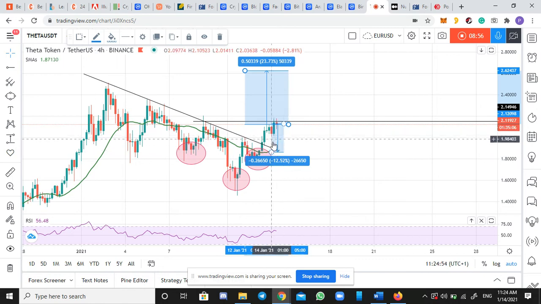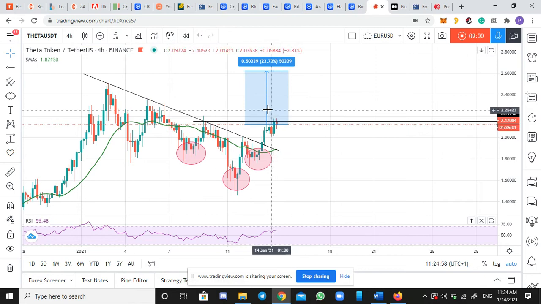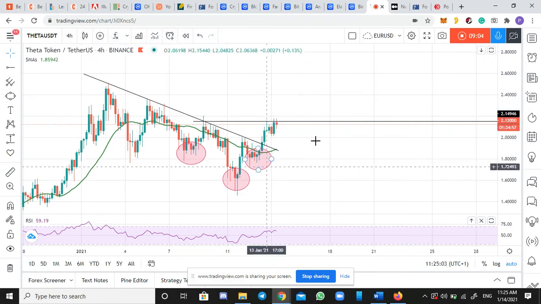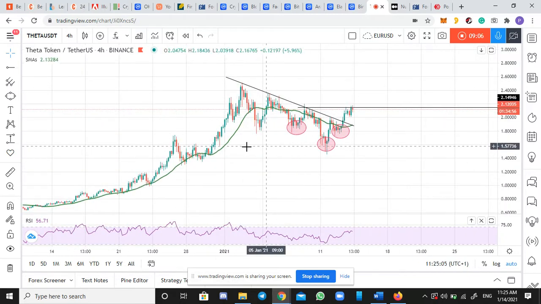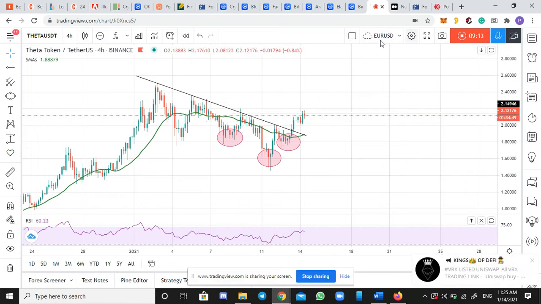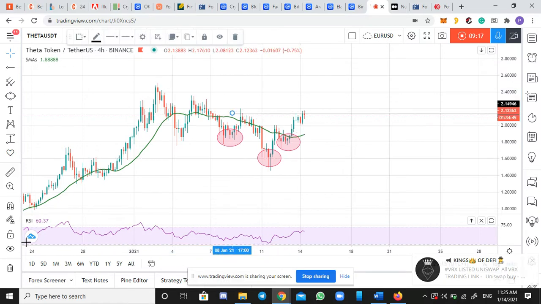But I do not expect price to come back to retest here anyway. So that'll be all on the 4 hour. Let's check what's on the hourly time frame.